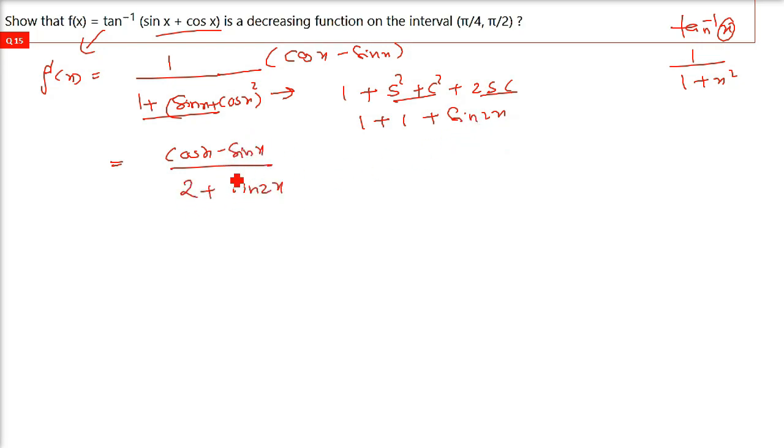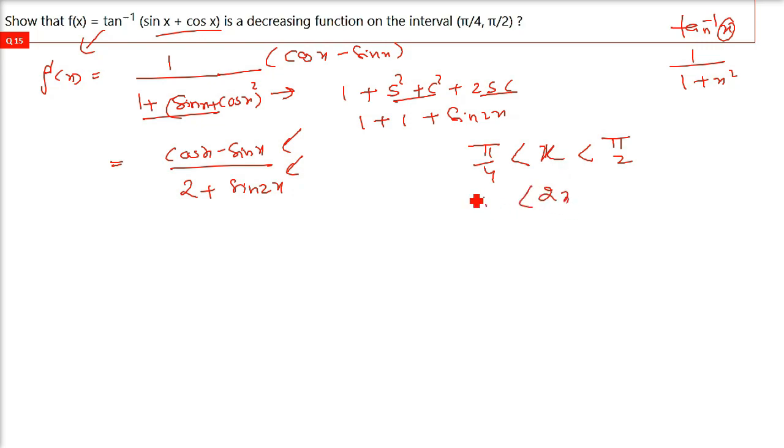Now we have to take this numerator and denominator separately, because the interval pi by 4 to pi by 2 is the given interval where things can vary. A combination of sin x and cos x is given. So x lies between pi by 4 and pi by 2. Pi by 4 is nothing but 45 degrees, and pi by 2 is 90 degrees.